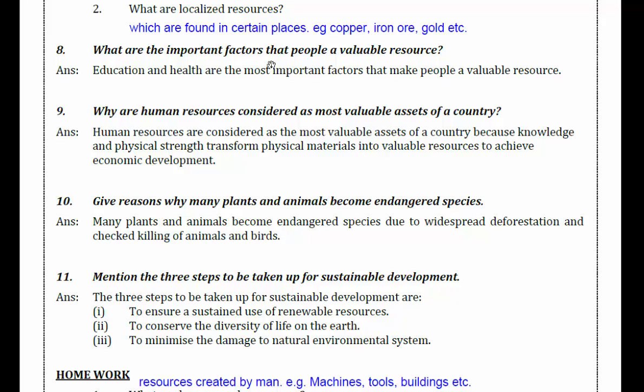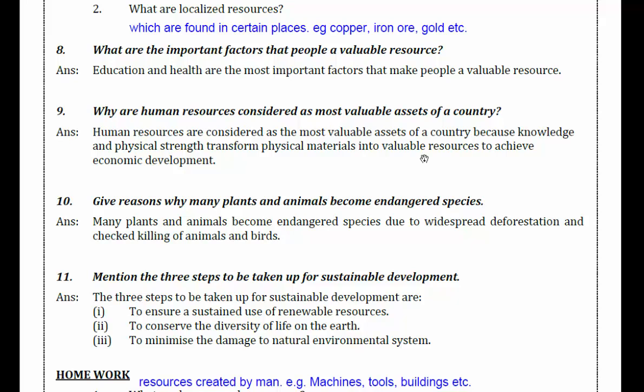Okay, next one. What are human resources? Why are human resources considered the most valuable assets of a country? Human resources are considered the most valuable assets of a country because knowledge and physical strength transform physical materials into valuable resources to achieve economic development. Even if we have a lot of resources, if we don't have human resources, those physical materials or natural resources will be useless. Is it not so? In order to turn those physical materials into valuable resources, human resources are a must. So they are considered the most valuable assets of a country.